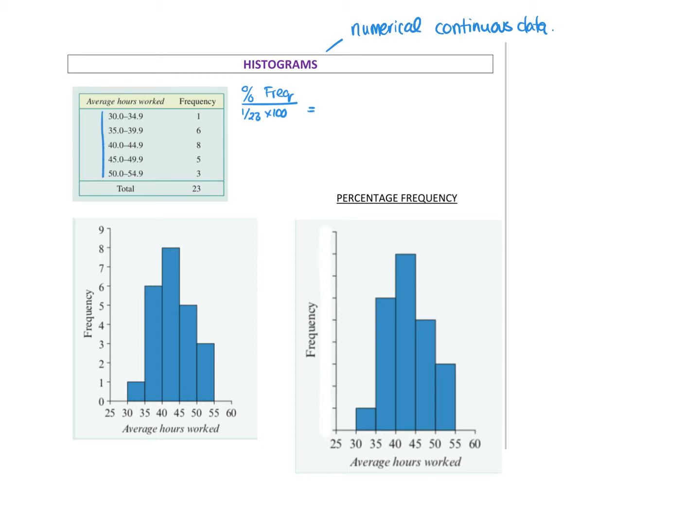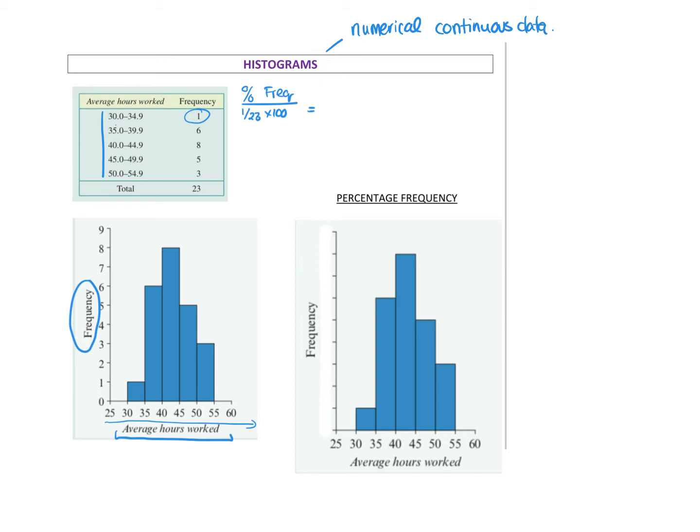So here it is, and they've put it in like this. They're saying the 30 to 35 is 1. So we can create a histogram, and down here we put average hours worked. You can see we're just doing a scale along there where we go from like 25 up to 60. Then in a histogram you have the frequencies along the side. So then we display it.